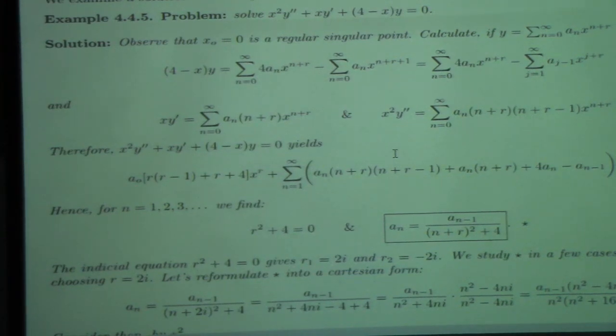You notice that 0 is an oddball. It's an exceptional case, because I got this one starting at 1, and these two start at 0. So these two contribute their 0th term to making up the indicial piece. And then we keep n equals 1 to infinity for these other terms over here.